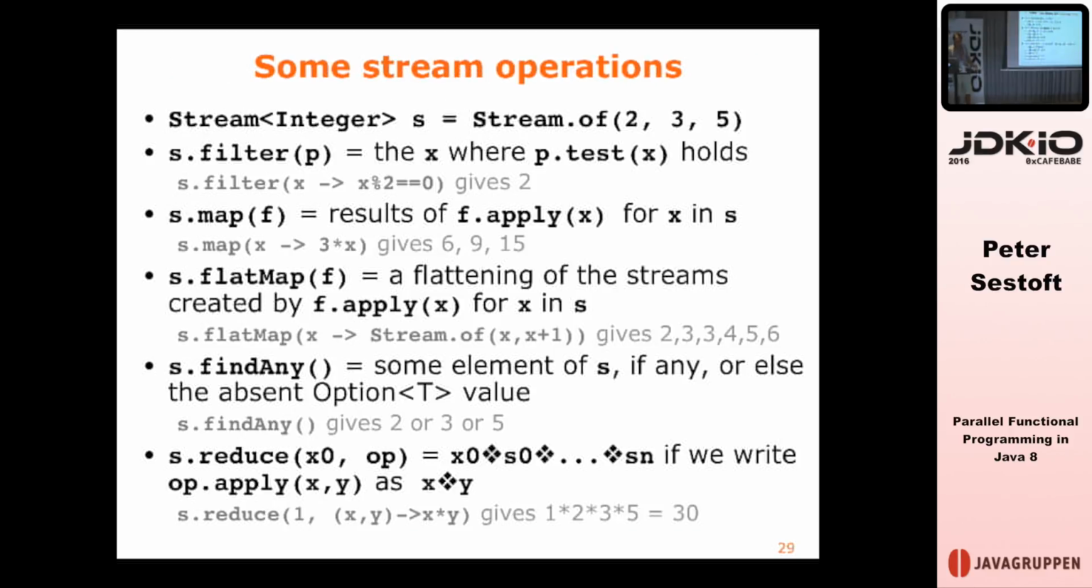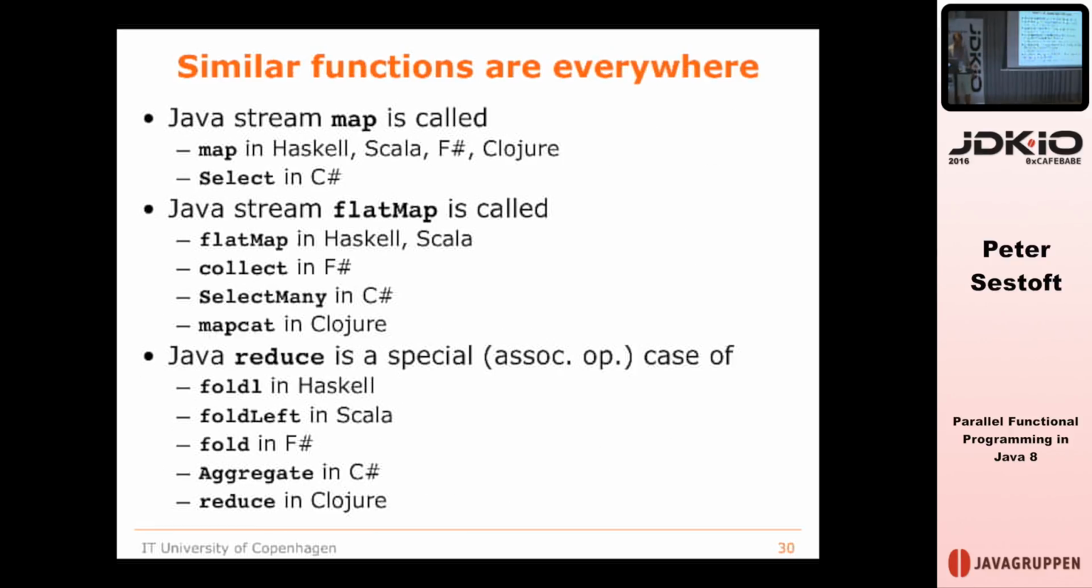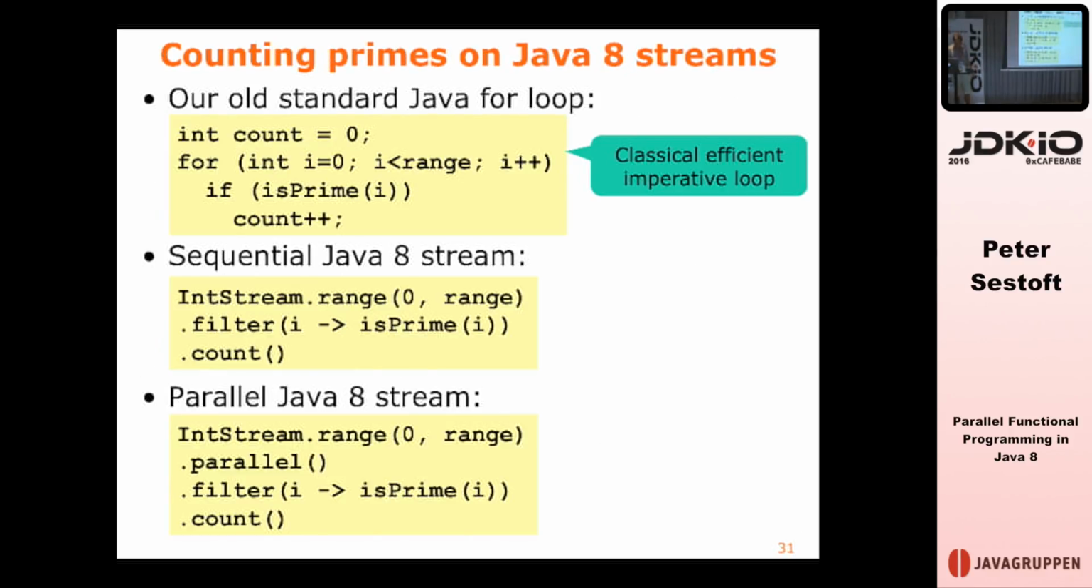So let's see what we can do with streams. Now we have a repertoire of functions there. And let's see, just to convince you that they are quite cleverly implemented and can be used for more than you would imagine. Let's assume our problem for today is to count the number of prime numbers between 0 and 10 million, so from 0 up to 10 million.